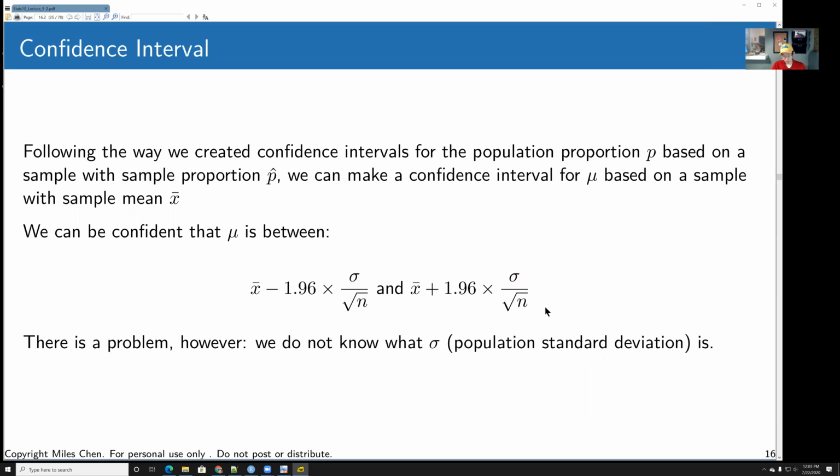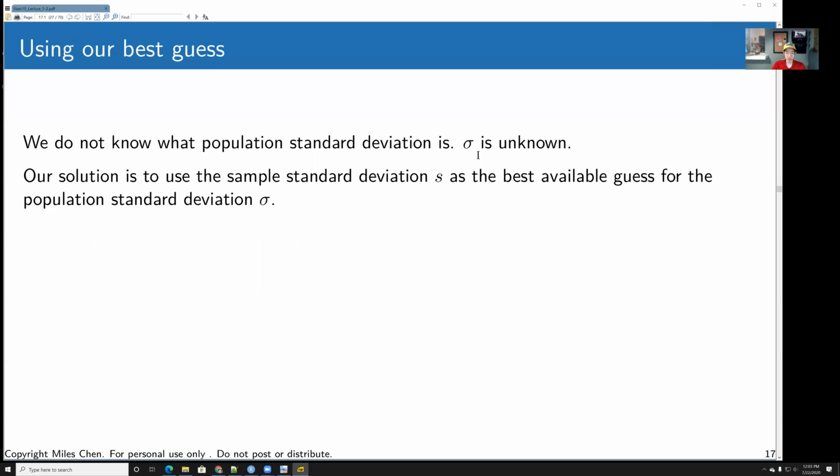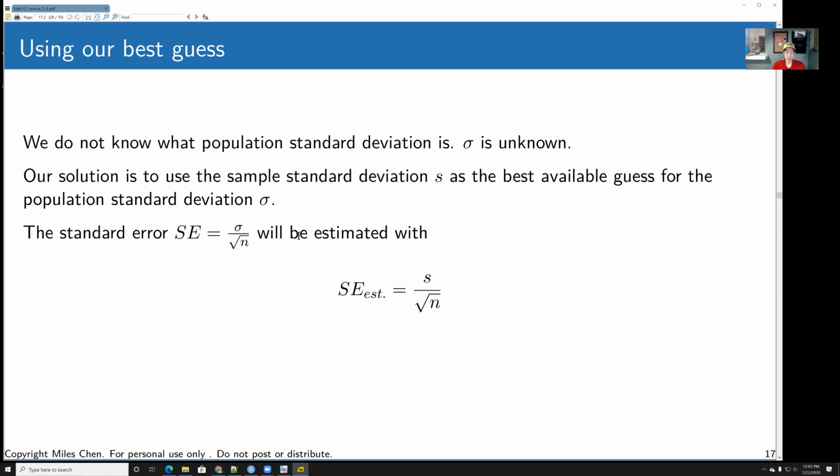So what's our solution? Sigma is unknown. Our solution is we're going to use the sample standard deviation S, right? We don't know the population standard deviation, so I'm going to say, well, I don't know what the standard deviation of the population is, so I'm going to use the standard deviation of my sample instead. I'm going to just replace sigma with S. So let's estimate the standard error. This is the standard error: the population standard deviation divided by the square root of n. Let's estimate it by replacing sigma with S, and we get S over the square root of n, okay?